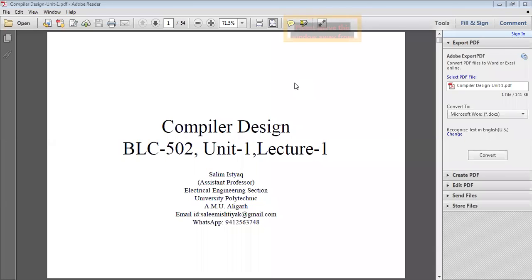So this is the first unit of the compiler design, and I have already provided you the syllabus of computer graphics and compiler design. I will also engage your two computer labs, the Java programming lab as well as the computer hardware and networking lab.